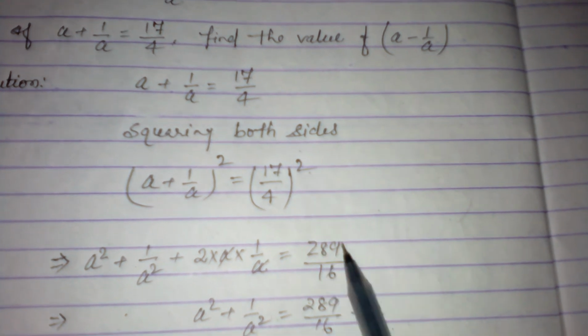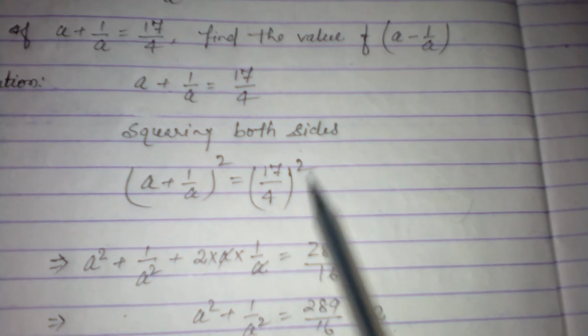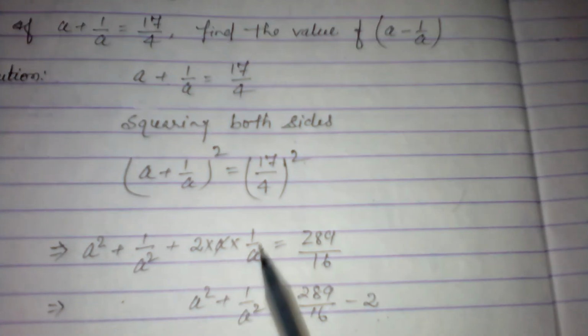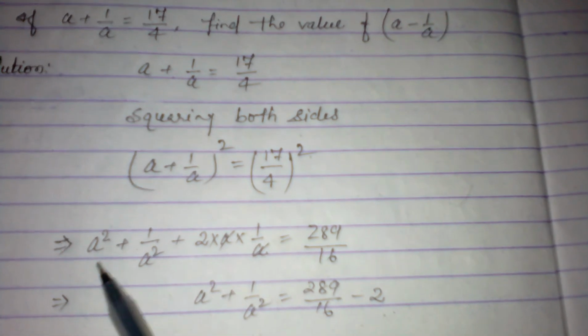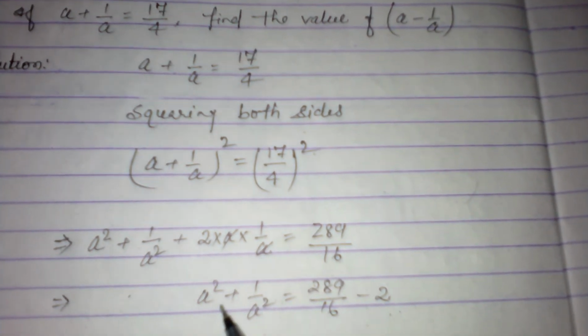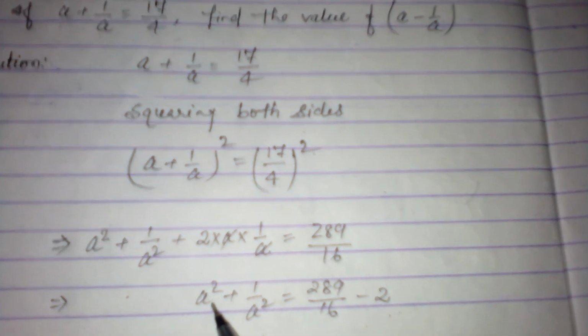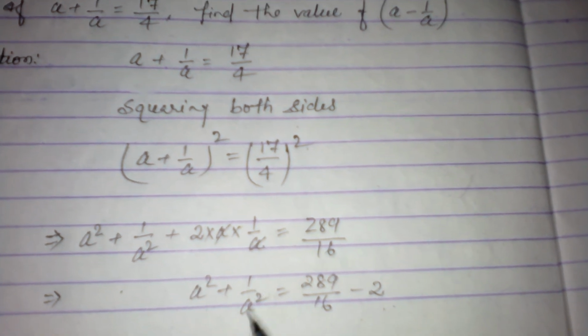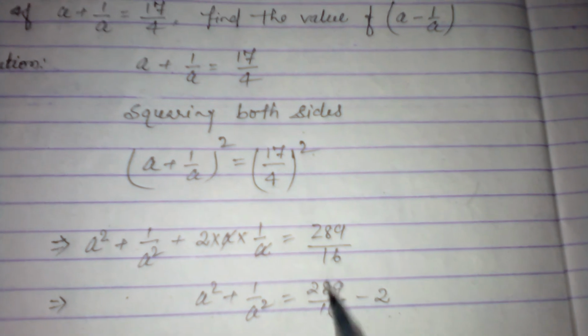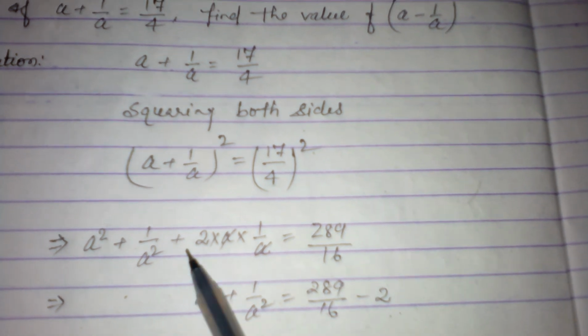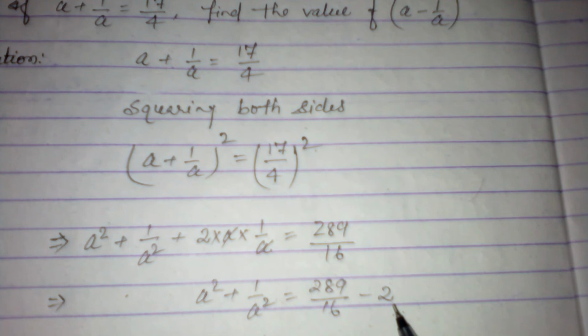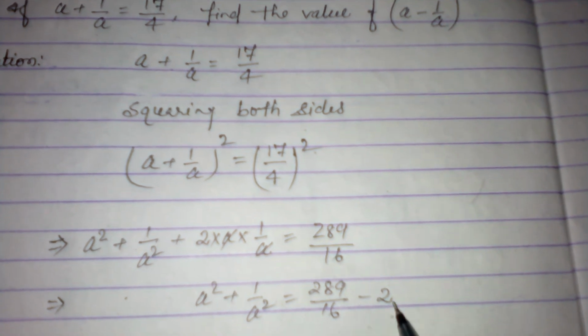17 square will be 289 upon 4 square will be 16. 2 will be cancelled out. A square plus 1 upon a square, we just write a square plus 1 upon a square is equal to 289 upon 16 plus 2 will transpose to RHS side, then it will be minus 2.